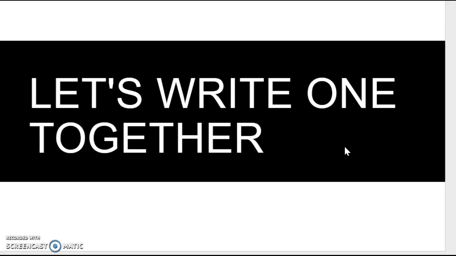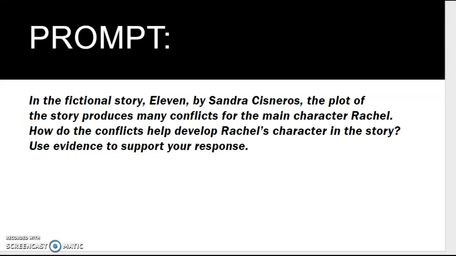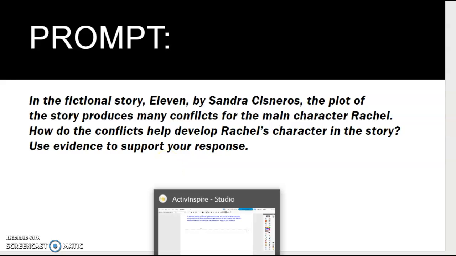We're going to do a prompt that we know, a story that we know, and we are going to write the whole thing together. So here is our prompt. In the fictional story "11" by Sandra Cisneros, the plot of the story produces many conflicts for the main character, Rachel. How do the conflicts help develop Rachel's character in the story? Use evidence to support your response. So let's go over and relook at this. We're going to tag it and write our body paragraph and then our conclusion. And this will be a TDA.